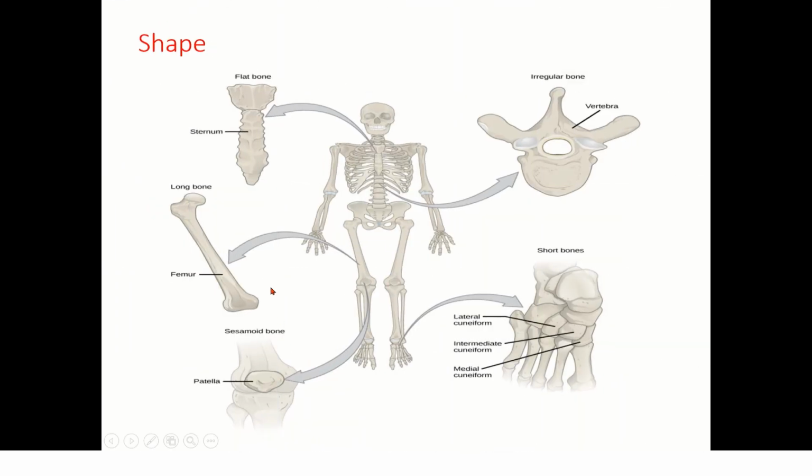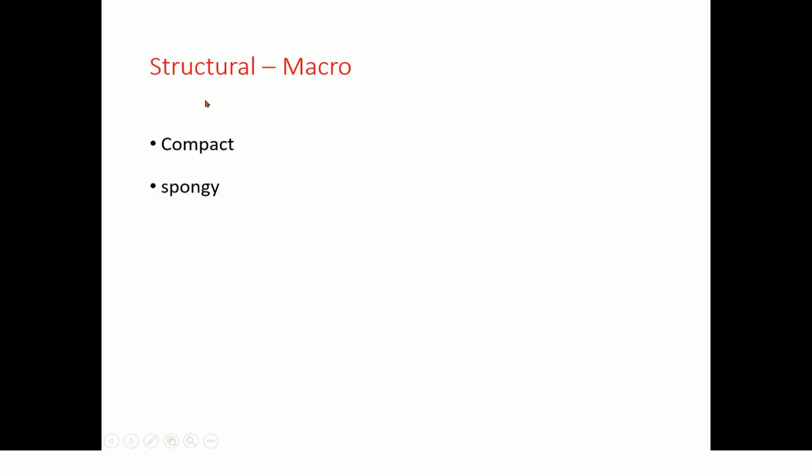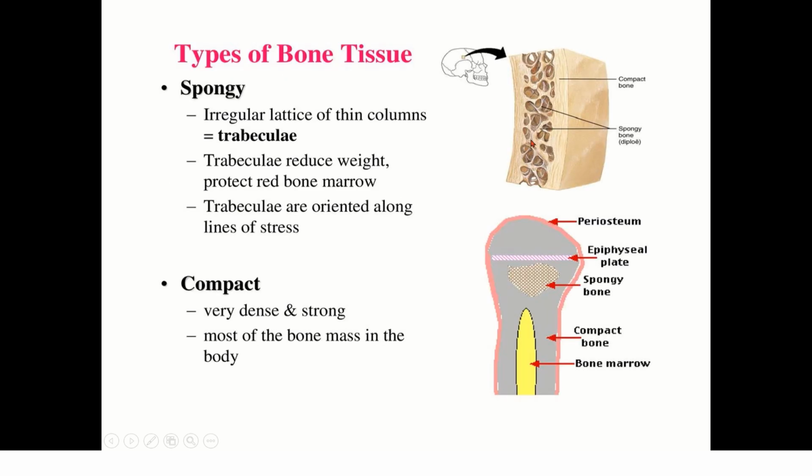You can see here flat bone, irregular bone, vertebra, short bones, sesamoid bone, long bone. So the structural classification, if you see macroscopically, compact bone and spongy bone. You can see here this is a spongy bone and this outer part is the compact bone. So spongy bone, as you see here, there will be irregular lattice of thin columns, trabeculae. They reduce weight, protect red bone marrow. So trabeculae are oriented along lines of stress.